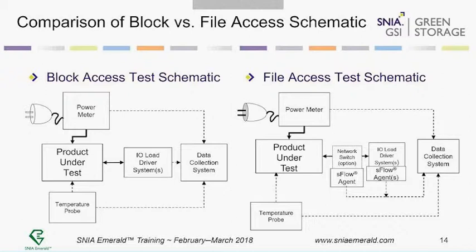Now we contrast that to the diagram on the right that shows the file access test schematic, and here you'll see that about midway through that diagram, there are a couple of new pieces that have been added. We talked about this in the previous slide. One of the data collection points can be the network switch. The other data collection point can be the I/O drivers on the server itself. So there's a slight modification to the measurement boundary for the actual real work that's being done. The rest of the schematic is pretty much the same.